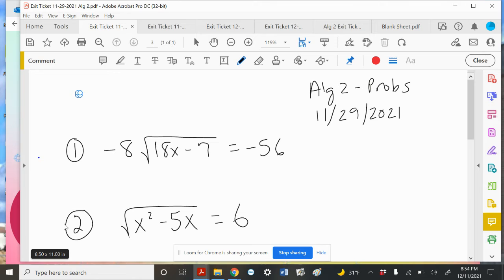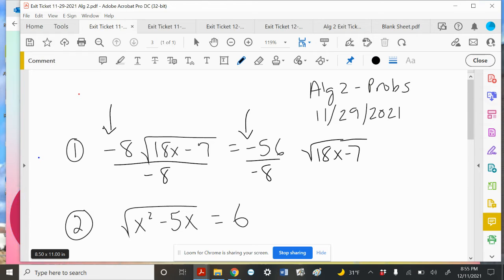So number one is that we have -8 times the square root of 18x minus 7 equals -56. Well, notice that we have negatives on both sides. Because I have negatives on this side and negatives on this side, that means that I can solve this one. The first step is I'm going to divide both sides by -8. So that gives me the square root of 18x minus 7 equals, and then 8 goes into 56 7 times.